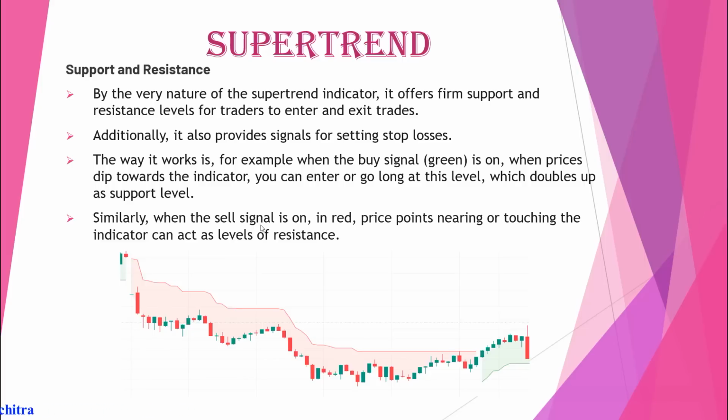Okay, the way it works is, for example, when the buy signal, that is green, is on, when the price dips towards the indicator, you can enter or go long at this level, which doubles up as the support level. Similarly, when the sell signal is on in red, price points nearing or touching the indicator can act as levels of resistance. This level can act as the resistance.